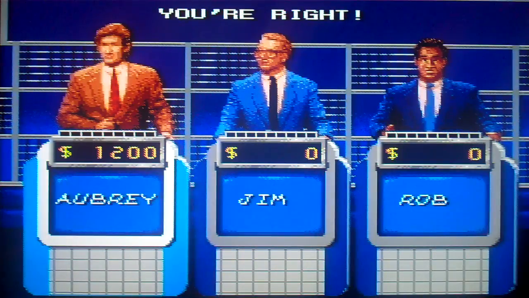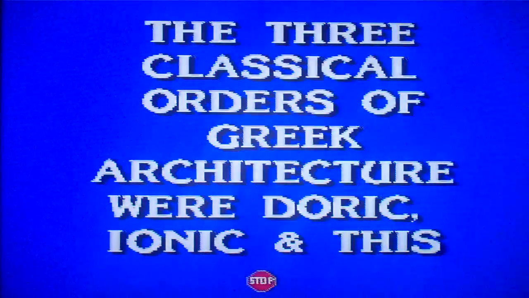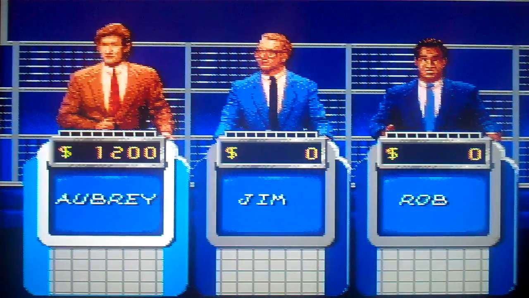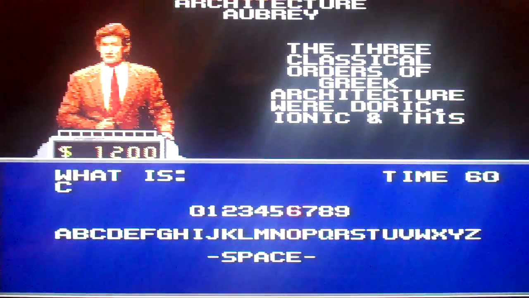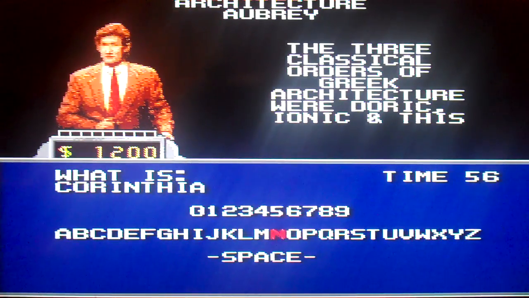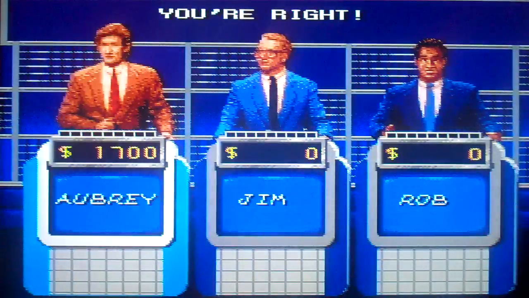Architecture 500. The answer is... The 3 classical orders of Greek architecture were Doric, Ionic, and this. What is Corinthian? And I ran the category like it was absolutely nothing. There we go. Let's take ballet for 100.